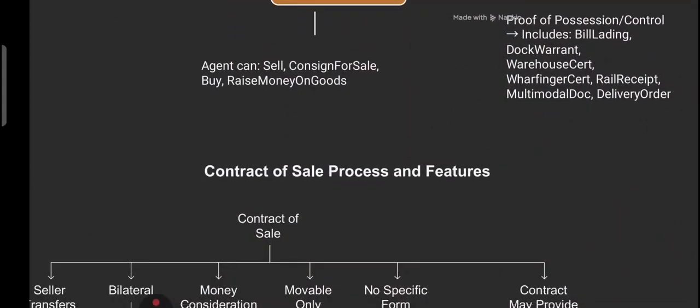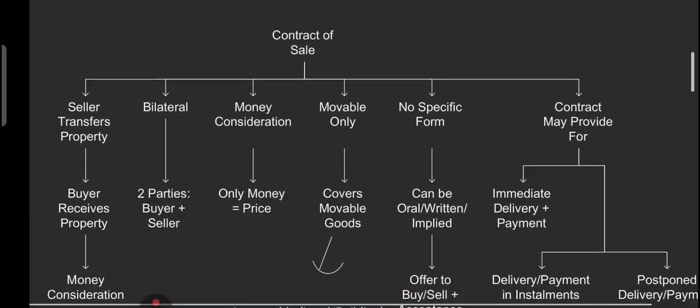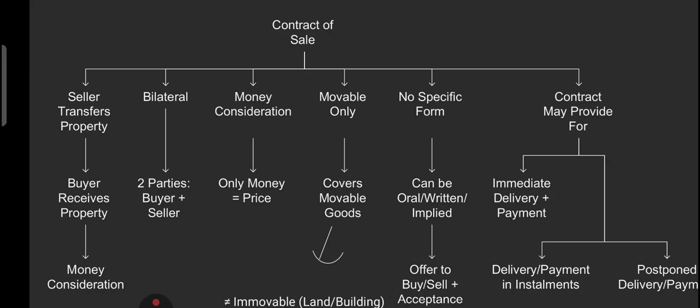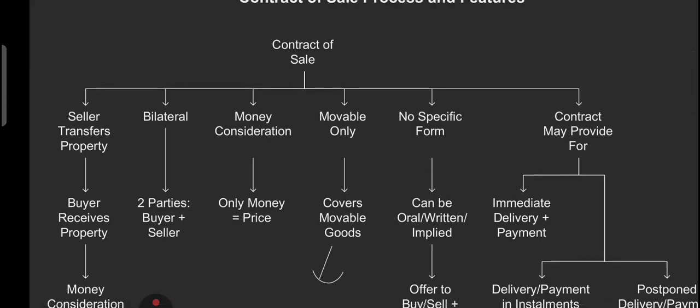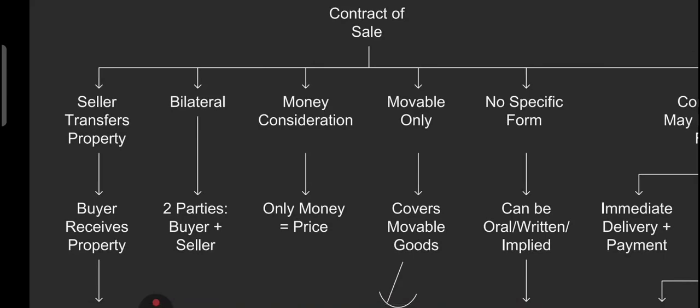Now have a look at the contract of sale. This diagram will clearly tell you every aspect of it. So a contract of sale is like a legal deal where a seller transfers goods to a buyer for a price. Let's see how it works. It is a two-way deal. First of all, there are always two parties involved. This is called bilateral.